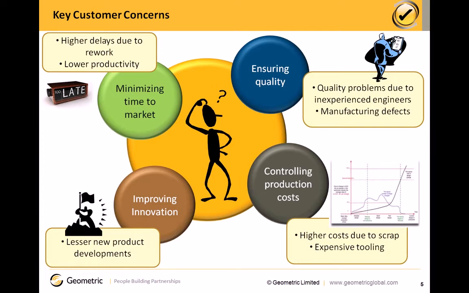However, each of these goals has certain bottlenecks. For example, schedule may be affected due to rework or lower productivity. Quality may be affected due to manufacturing defects. Expensive tooling and scrap can escalate your production costs. And when engineers get bogged down by schedule, quality, and cost problems, innovation starts taking a backseat.